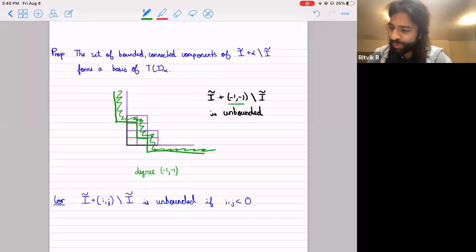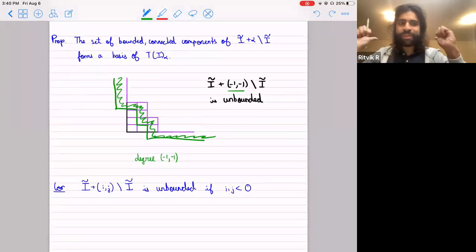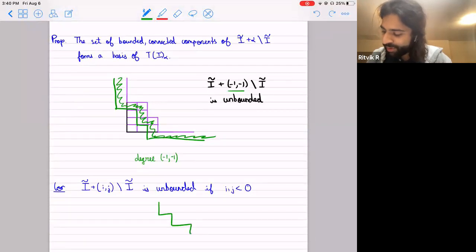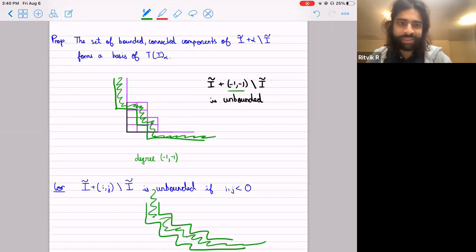And if you believe this proposition, that you have to be bounded, you can just see that if I ever shift in the negative direction, I'm always unbounded. That's simply because my ideal will look something like this, and when I shift back, it'll look something like this, and the complement will just be this unbounded stuff.